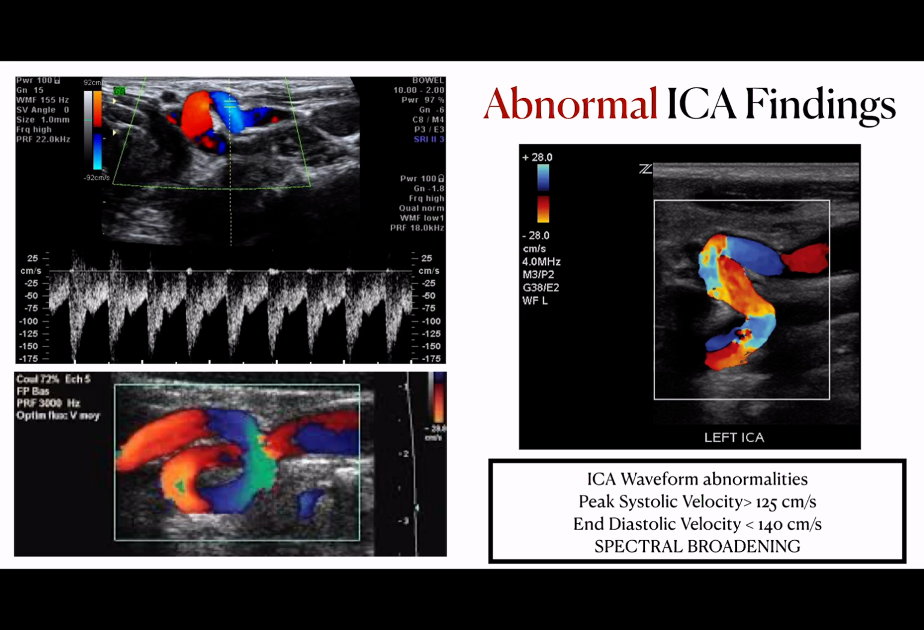Abnormal ICA waveforms are defined as having a peak systolic velocity greater than 125 centimeters per second and an end diastolic velocity less than 140 centimeters per second. They also include a lot of spectral broadening. It's easy to see the curves and loops of these tortuous ICA vessels compared to what we just looked at. Also notice that the waveform is very much different than your average ICA waveform.